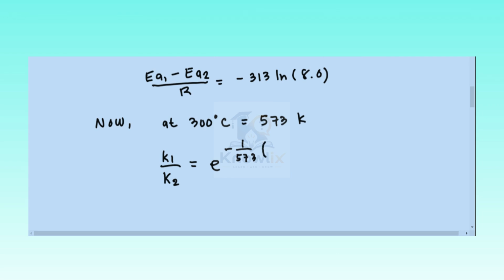Note that Ea are activation energies, and we assume these do not vary much with temperature, so whether at 40 or at 300, we still have the same Ea or activation energy for both reactions. And of course, R is a constant, so we don't need to worry about that. So again, I'm going to substitute Ea1 minus Ea2 over R with negative 313 ln of 8.